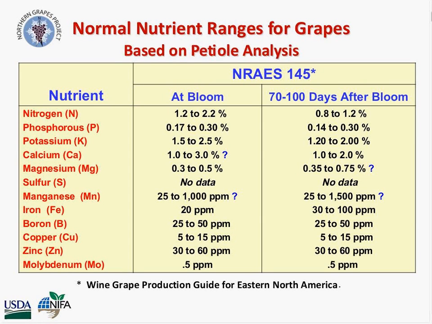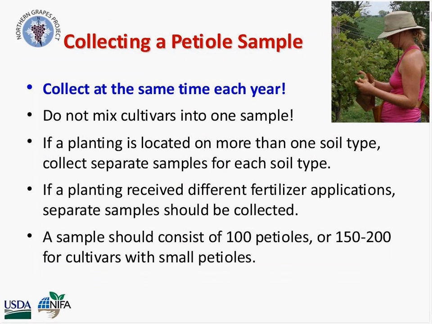Now, as far as collecting the samples, again, collect at the same time each year, whether it's at bloom or at the early veraison period. We key in on one cultivar, don't mix cultivars into one sample, because there are differences between cultivars. And if the planting is located on more than one soil type, just as Carl talked about with soil sampling, collect separate samples for each of the soil types. If the planting received different fertilizer applications or treatments, then separate samples should also be collected.